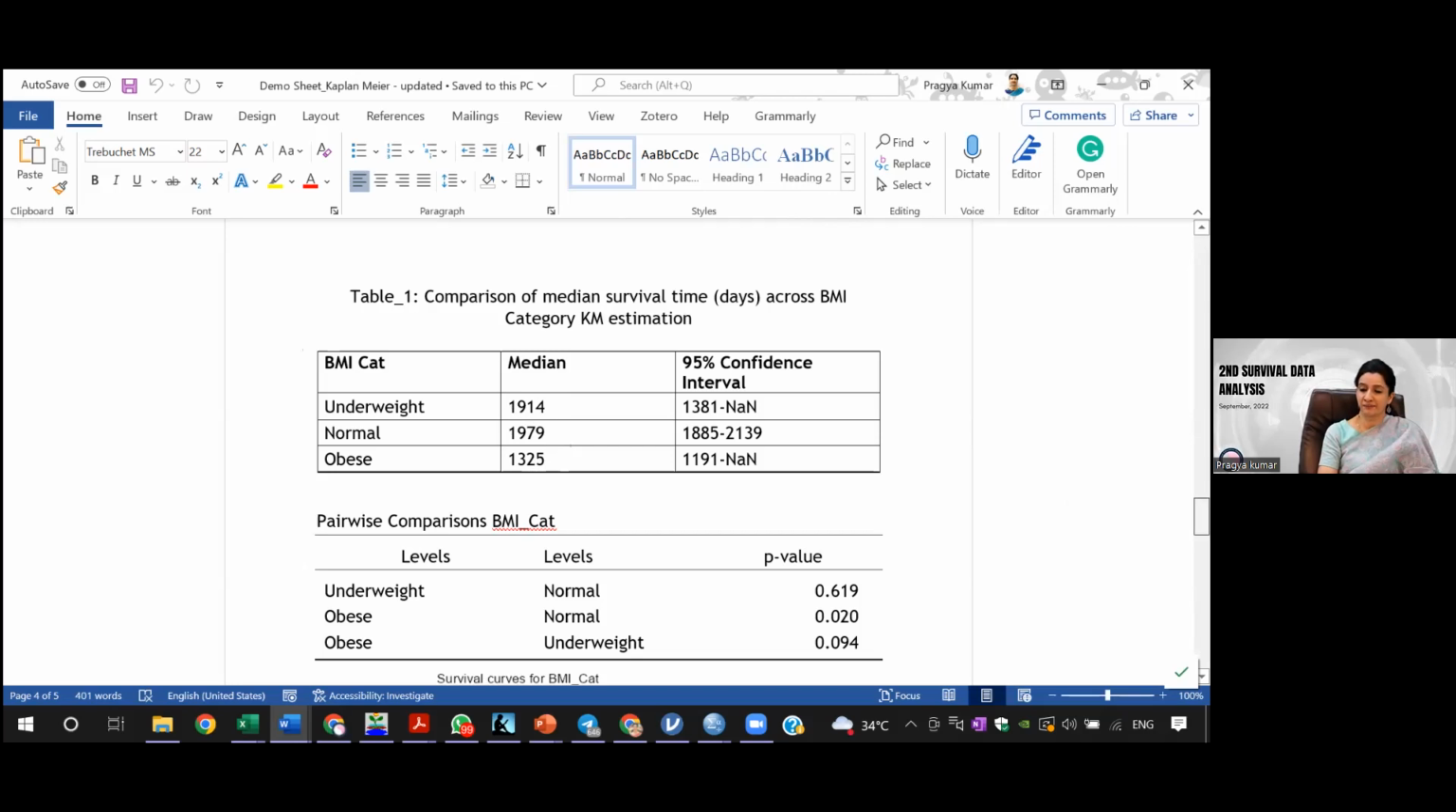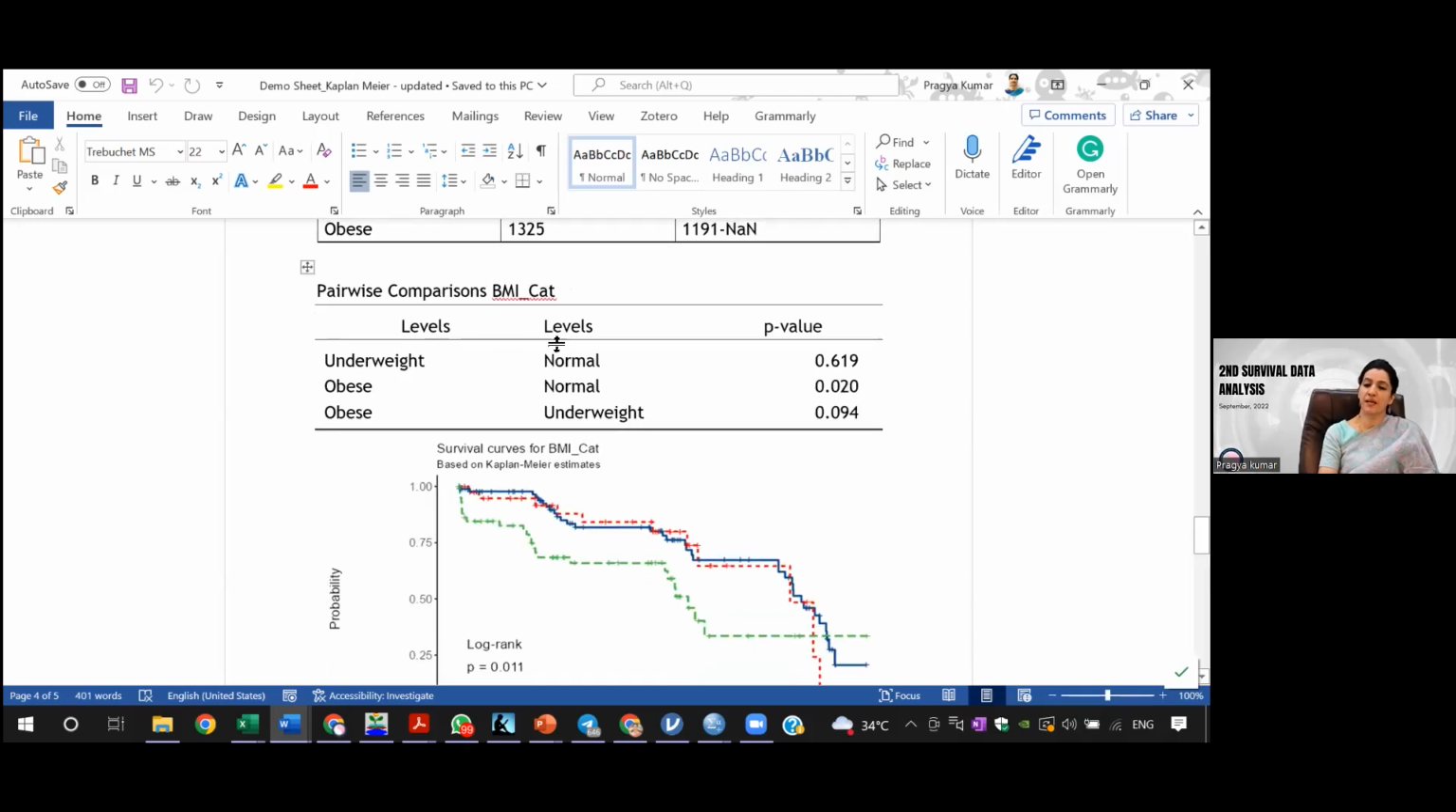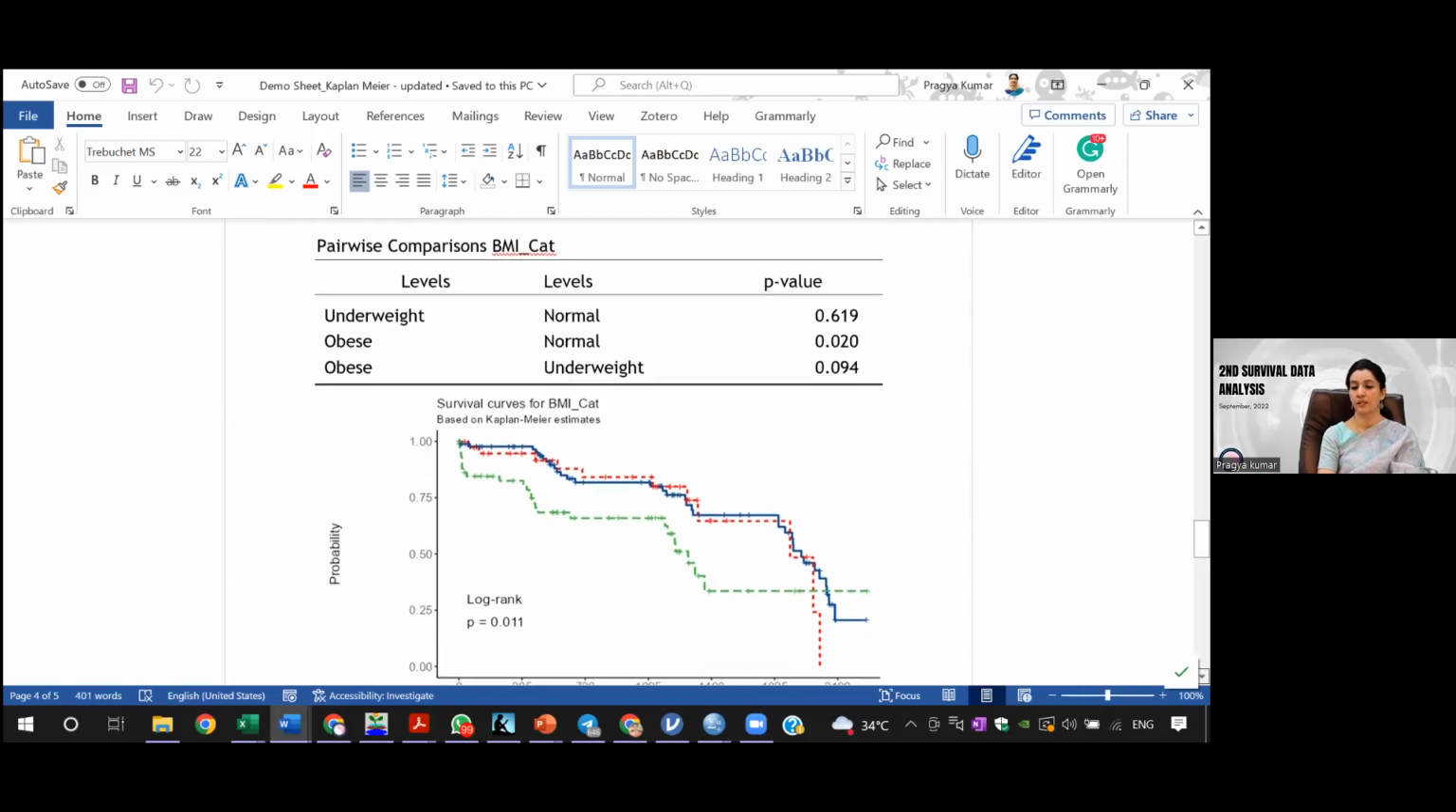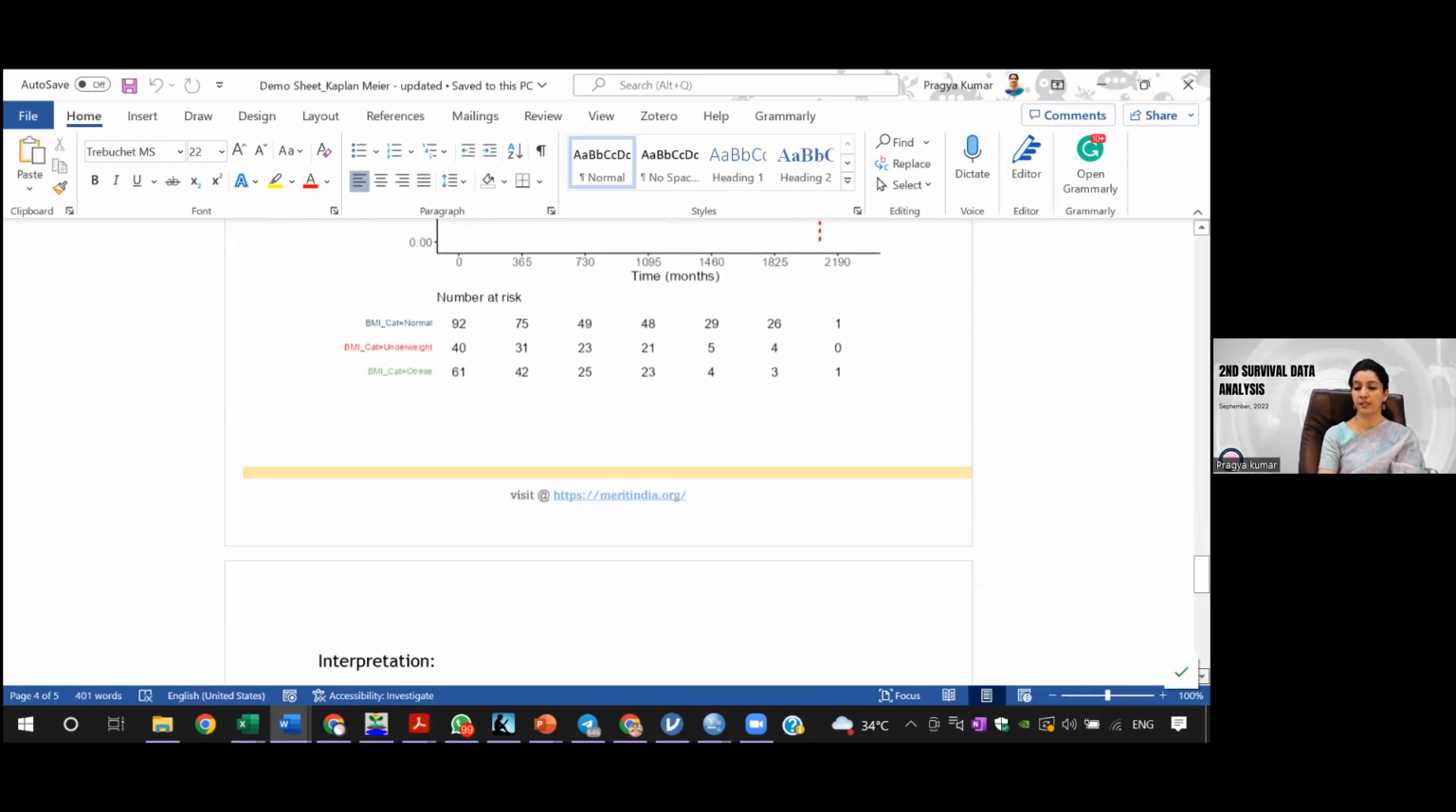And then this is a pairwise comparison. So you have levels normal and underweight, obese and normal, and you can see the p-value. So this is the only significant one, the obese versus normal. The rest of the two are not significant. And this is the graph. Similarly with the race, you can see.